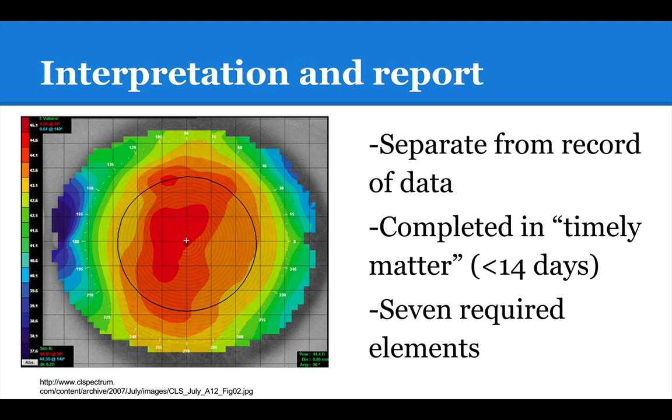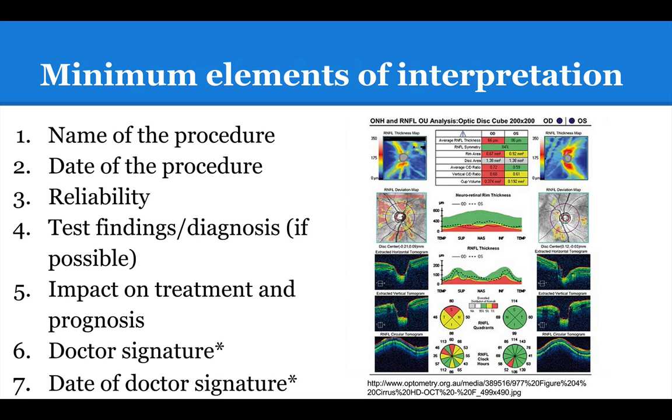And this is separate from just restating the data. So when we type all of our numbers from the test into Revolution, we also need to interpret it. And it needs to be completed within 2 weeks to be considered timely. And there are 7 elements that we need to include in the interpretation and report.